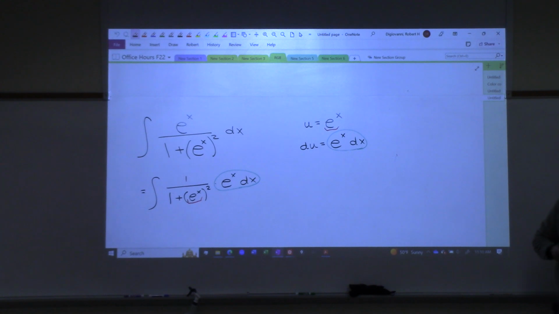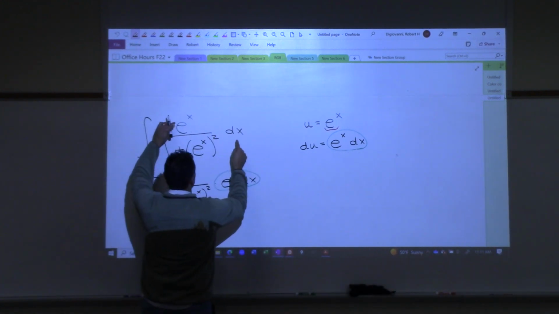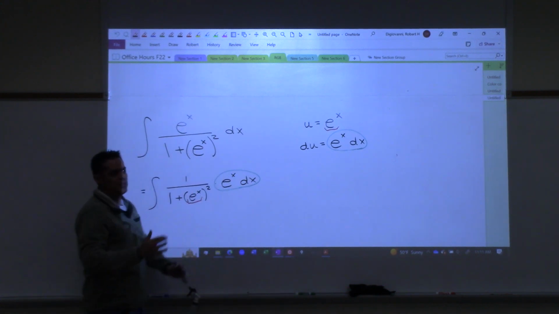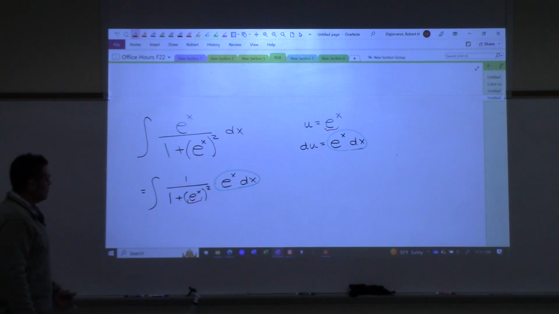Yes? Isn't the best approach to always separate it? If you're having trouble seeing that this is that, then pull it to the side so you can really see it. You don't have to do it, but until you get really comfortable with it, you might want to pull things apart and isolate the things you're looking at.